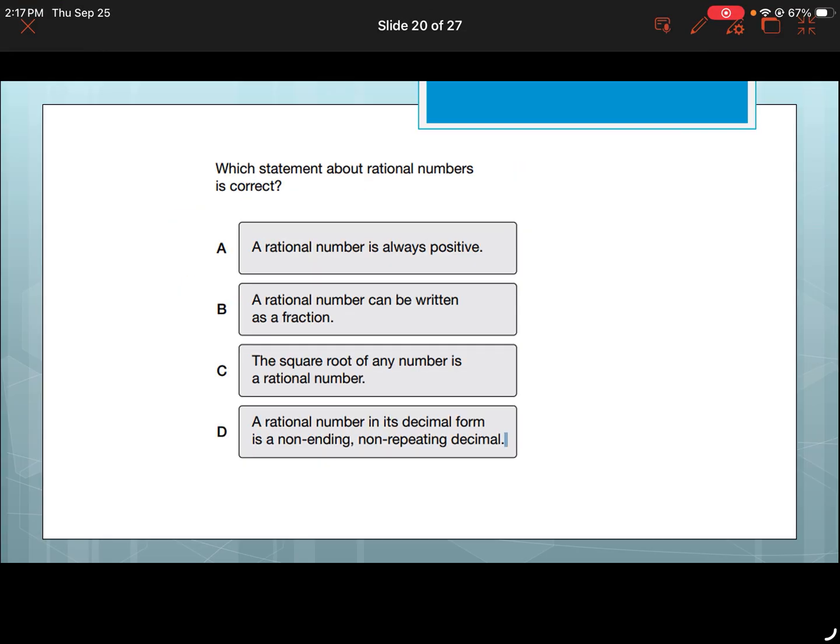What about this one? Which statement about rational numbers is correct? Well, a rational number is always positive. A rational number can be written as a fraction. A square root of any number is a rational number. A rational number in its decimal form is a non-ending, non-repeating decimal.